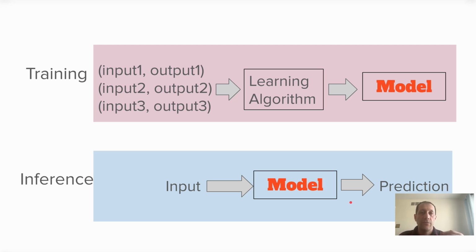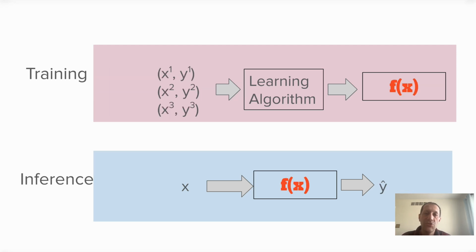Now, again, let's zoom in a bit more. What is that model, or black box or orange box in this case? Generally speaking, the model is a mathematical expression. It's a formula that takes input as argument, and the result of that mathematical expression is the prediction of the output. So let's look at this.